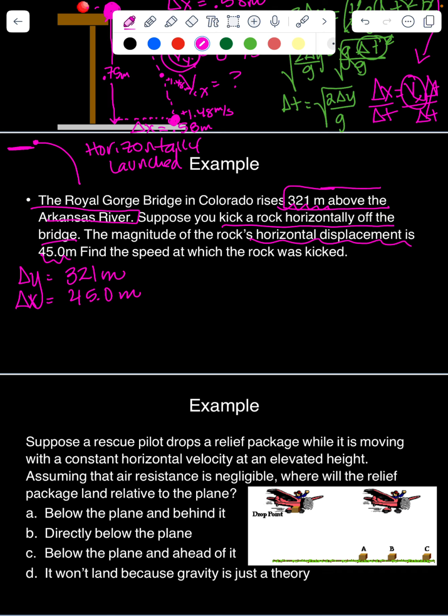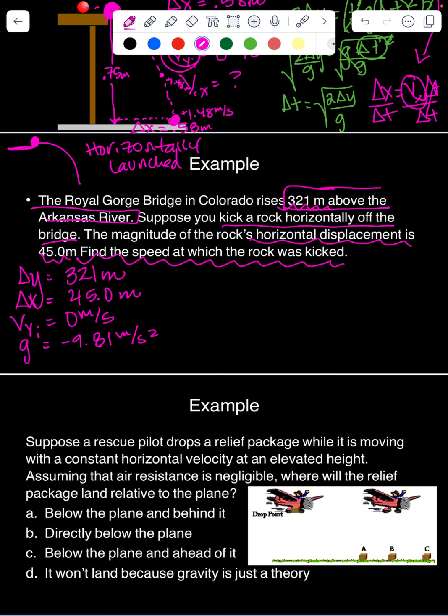Again, we know it's horizontally launched, so that means that our Vy initial is 0. Our initial vertical velocity is 0. And we know that as it is falling, it has an acceleration of negative 9.81. So those are all of our givens. Now we look at what our unknown is. It says, find the speed at which the rock was kicked. Well, it was kicked up here on the bridge, so that's at the beginning. So we're looking for a velocity at the beginning.